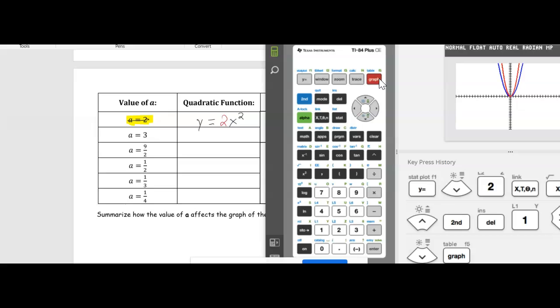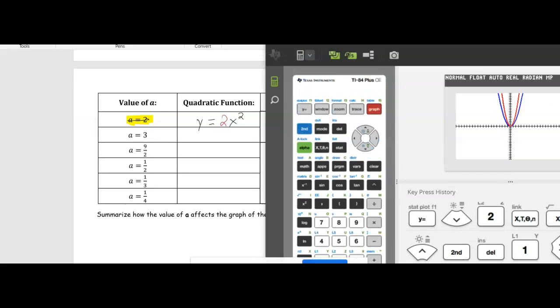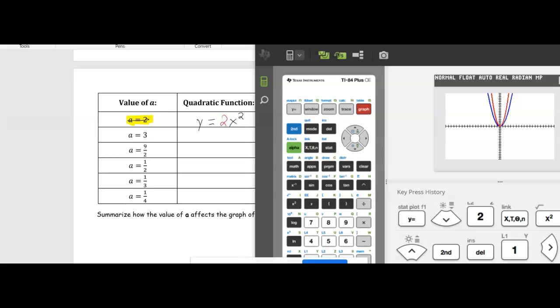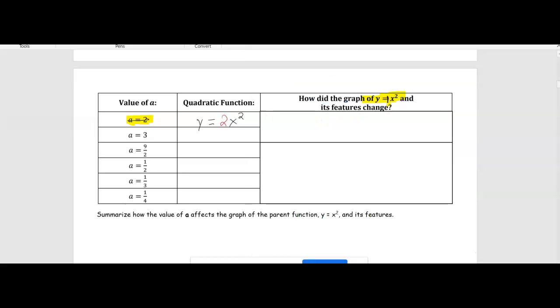But what we want to talk about then is what is different about this. So if you look at in here, it said, how did the graph of y equals x squared and its features change? So before we talk about that, let's throw in a bigger number. So now I'm going to do 3. So again, instead of y equals x squared, like we've already done, we're now going to put a 3 in front of this.